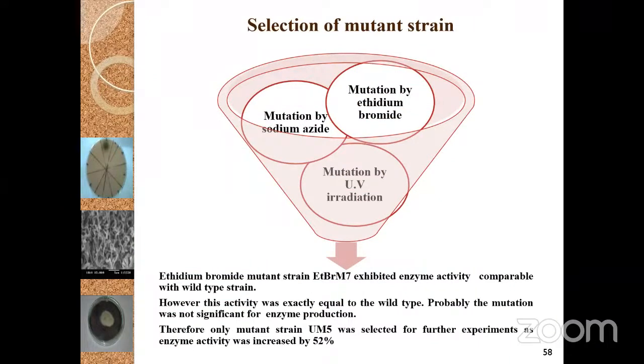After carrying out this strain improvement technique, the ethidium bromide mutant strain ETBRM7 exhibited enzyme activity comparable with the wild type strain. It was observed that this activity was exactly equal to the wild type strain. This is probably because the mutation was not significant for enzyme production. Therefore, only the mutant strain UM5 was selected for further experiments as an enzyme producer, which shows an increase in enzyme activity by 52%.